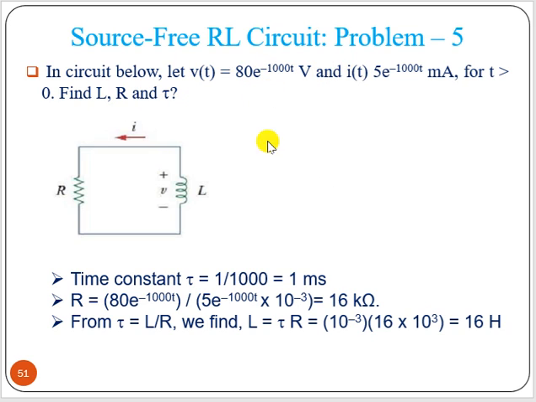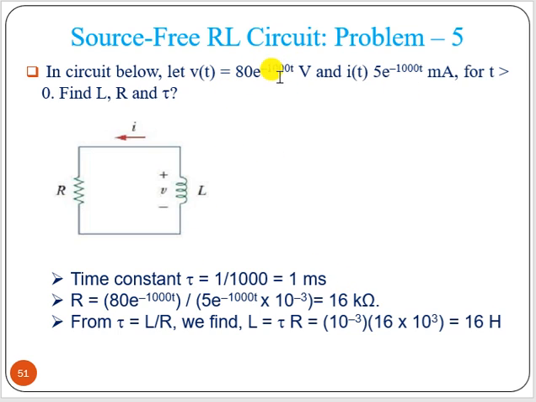Now tau is nothing but 1 by 1000, because of the exponent minus t by tau. So tau is 1 by 1000, that is 1 millisecond, and the R value is nothing but v(t) by i(t). So we got 16 kilo ohm. Then tau equal to L by R we know, and we have found out the R value. Then L is nothing but tau into R. So tau is 1 millisecond, into the R value, we get the value of L, knowing R. So this is a very simple problem. V is given, I is given, so we can find out R directly.